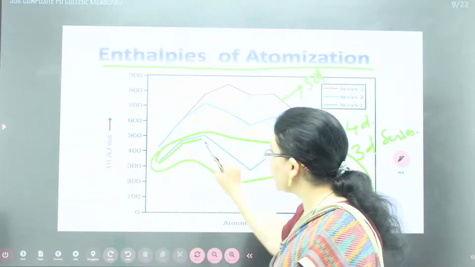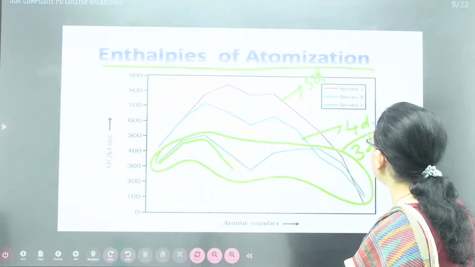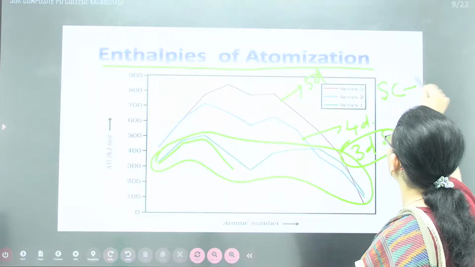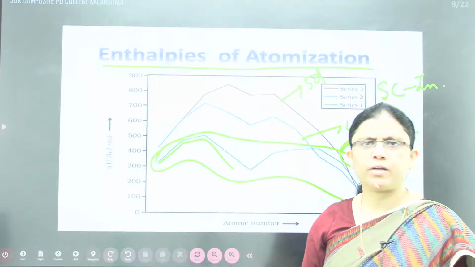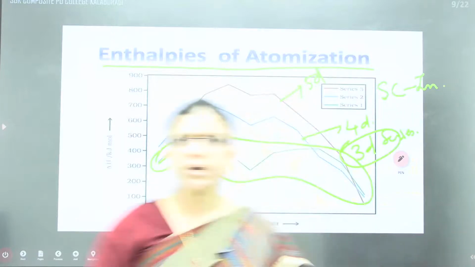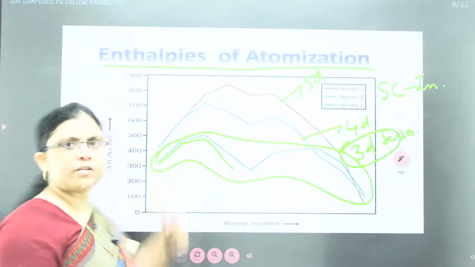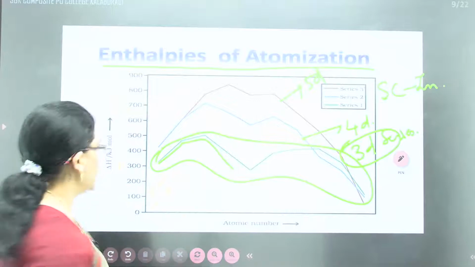This graph is necessary to remember with respect to only the 3d series, as we are going to consider scandium to zinc. Scandium to zinc is most important for us. We are not at all dealing with what? The second series or the third series. We are going to concentrate only on the first series of transition elements.